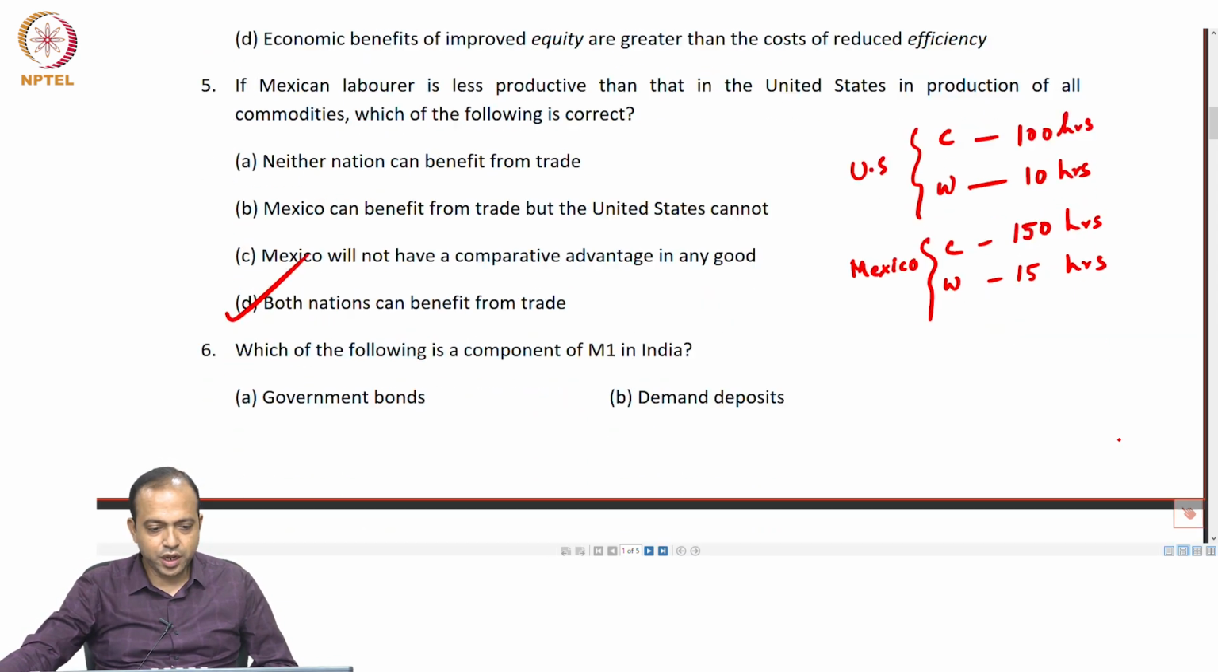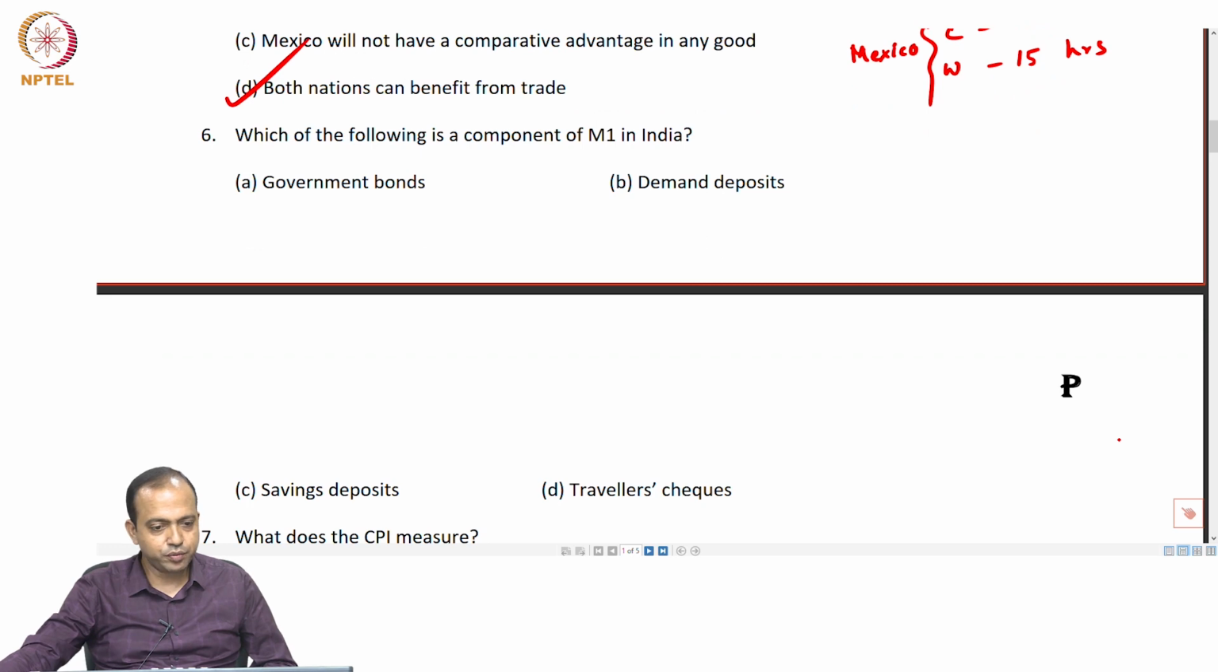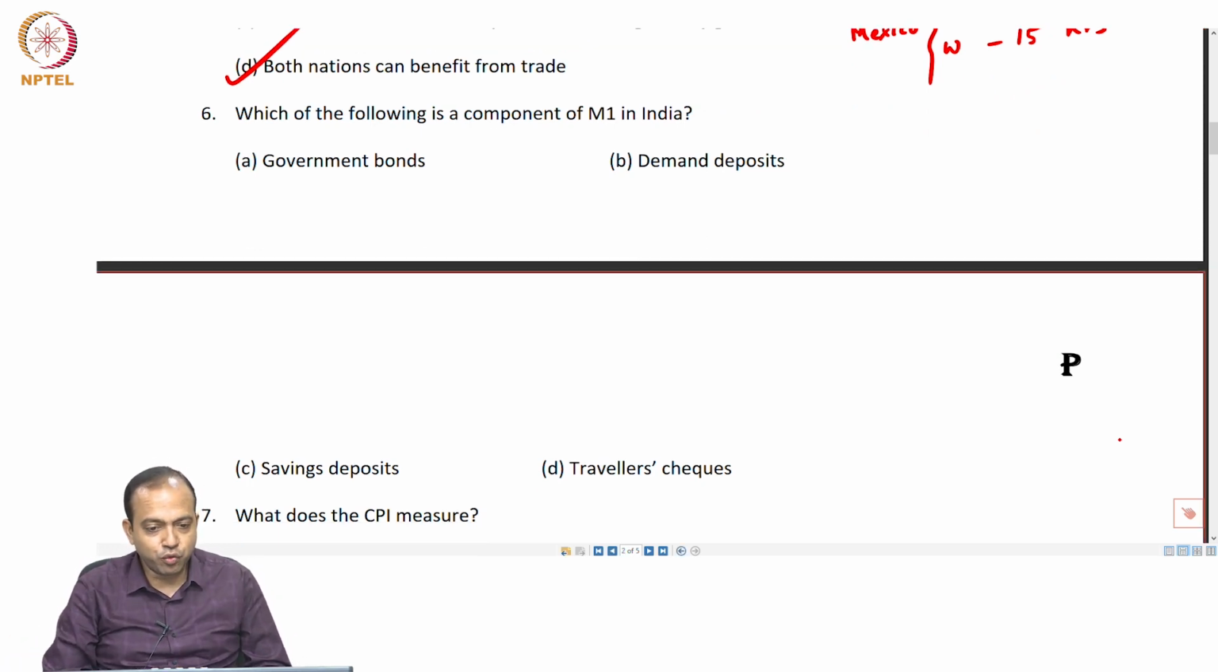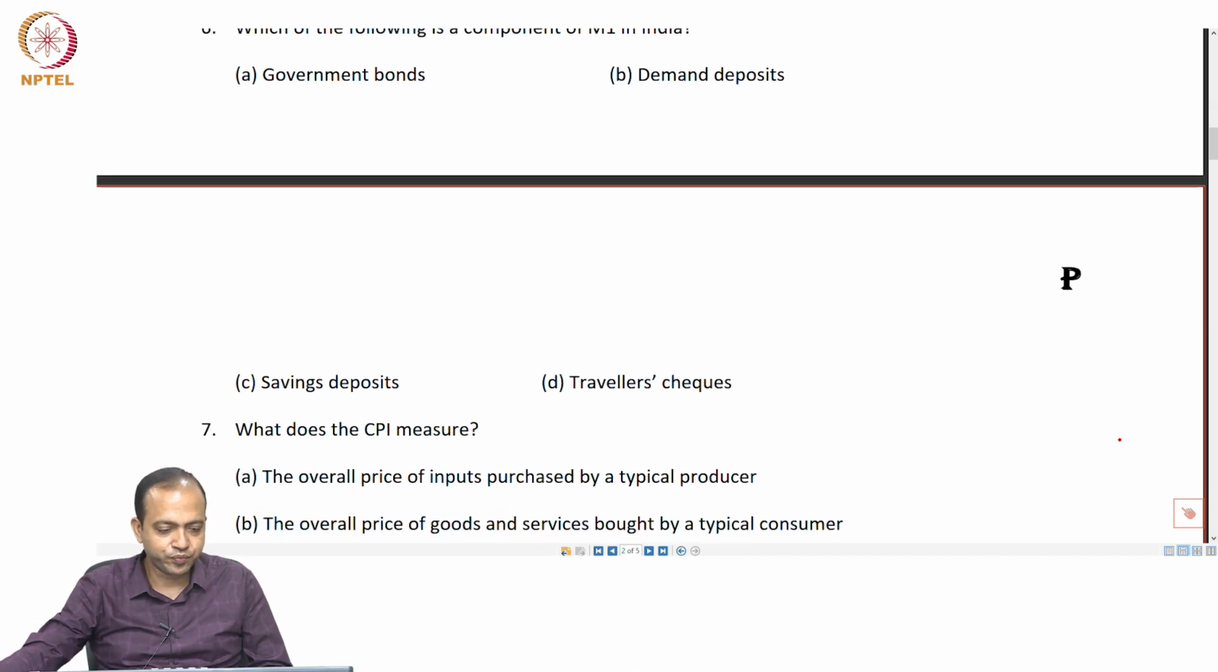Then come to the next example. Which of the following is a component of M1 money supply in India? Government bonds, demand deposit, saving deposit, travelers check. So M1 is basically the demand deposit that we have studied from money supply.